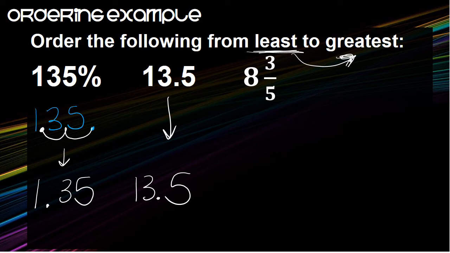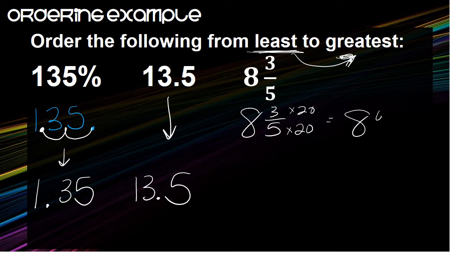And 8 and 3/5. If I want to write that as a decimal, I can multiply the top and bottom by 20 to get 8 and 60/100ths. And I can go ahead and write that as a decimal. I can write that as 8 and 60/100ths, or I can write that as 8 and 6/10 if I wanted to. But for the sake of comparing, it's easier if we have the hundredths place listed out here.